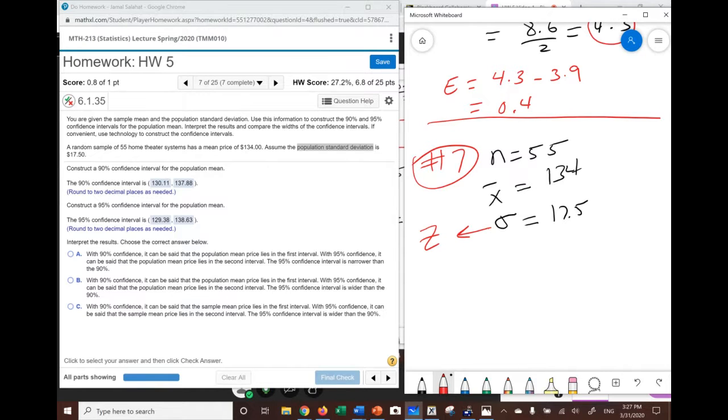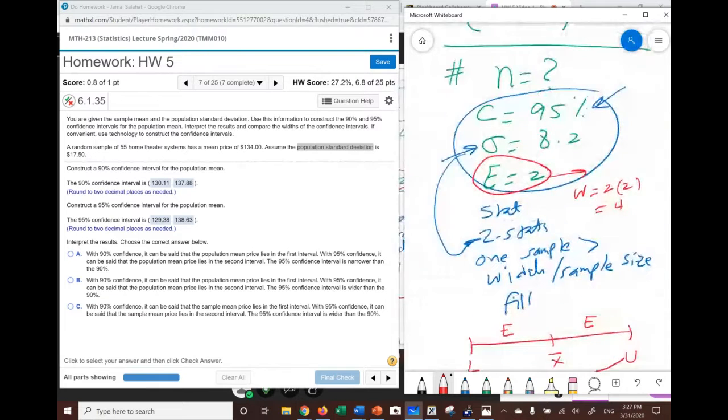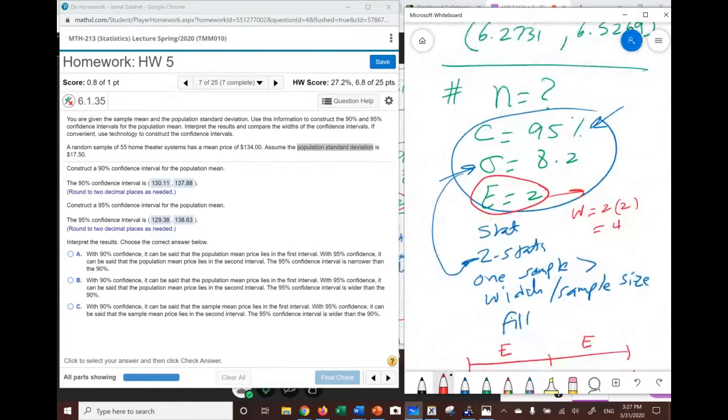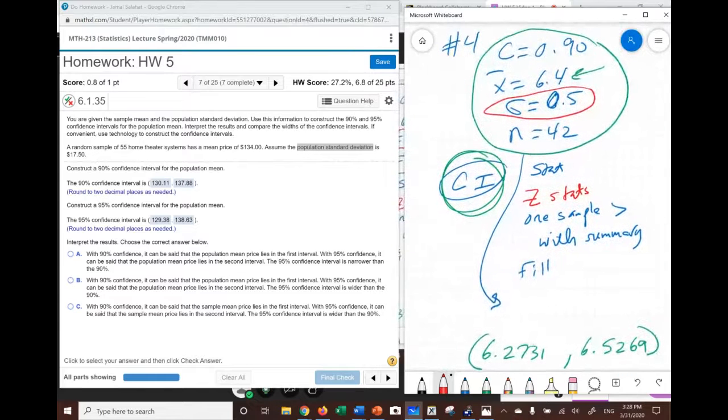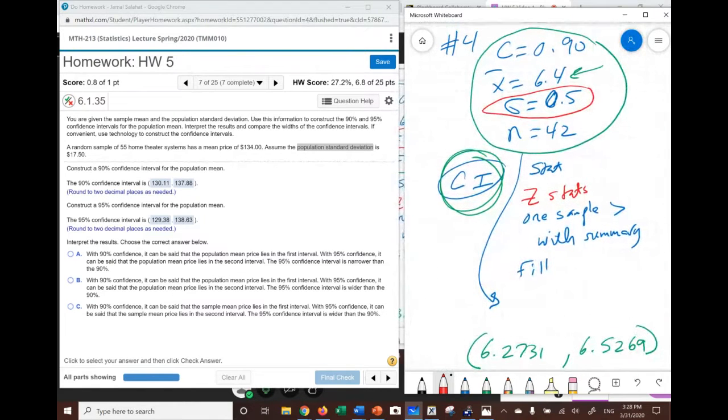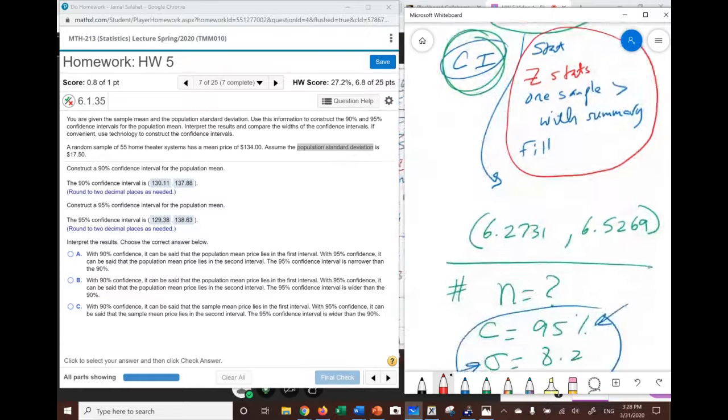So the question here is, they want us to construct a confidence interval for 90% in part A. But to construct a confidence interval, as we did with a previous number, in number 4, it's the same steps as in 4. If somebody tells you to construct a confidence interval, you're going to follow those steps: stat, z stats, one sample with summary, and you fill in the data. So let me go in and try to do this.